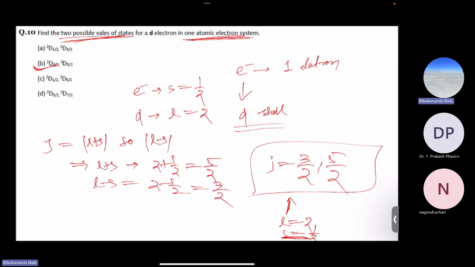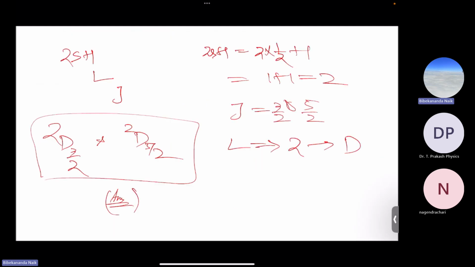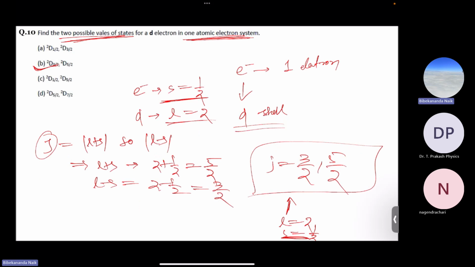So the question was to find the two possible values of states for a d electron. When the electron is present in a d cell, the value of L is 2, and when there is a single electron, S is half. According to the vector atom model, the value of J will be L plus S to L minus S, so 2 plus half and 2 minus half. There is only one increment, so it will be 3 by 2 and 5 by 2. So for J equal to 3 by 2 and 5 by 2, and L equal to 2 with S equal to half, the two levels are 2D 3/2 and 2D 5/2.